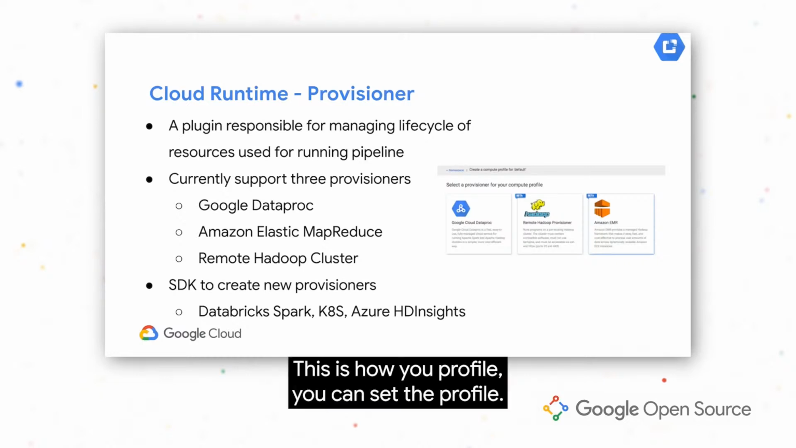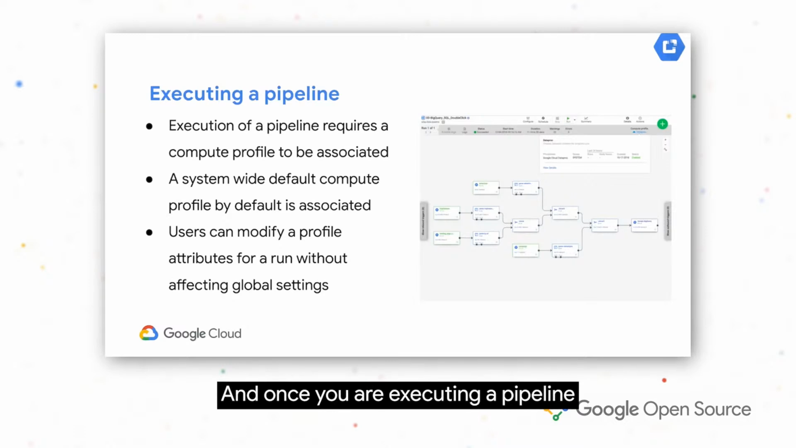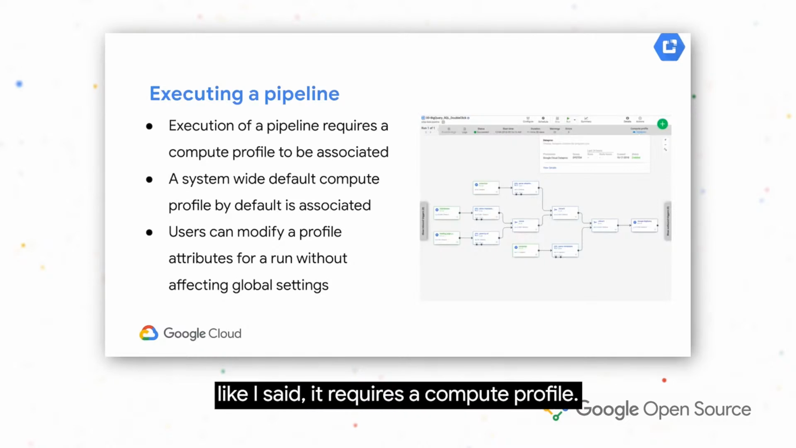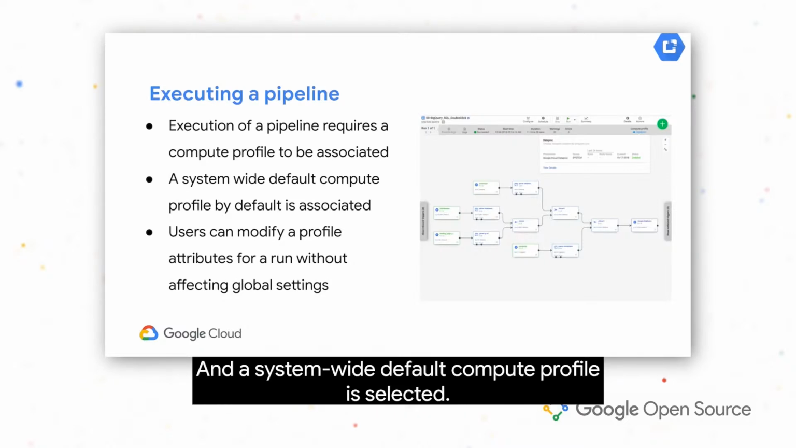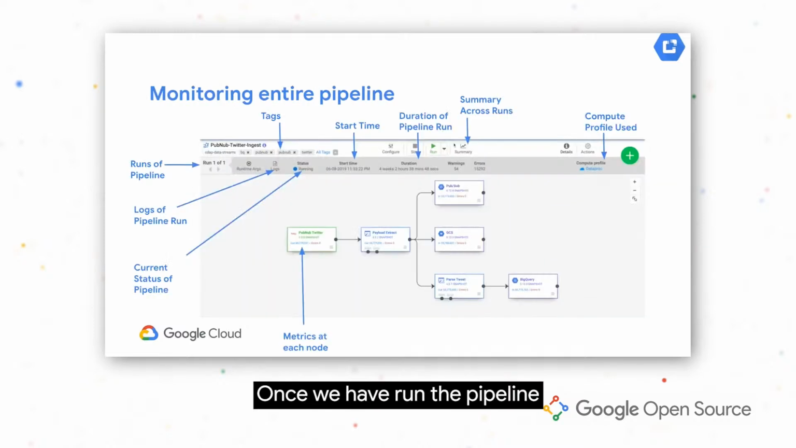This is how you profile. You can set the profile, and once you are executing a pipeline, it requires, like I said, a compute profile, and a system-wide default compute profile is selected. But users can modify a profile attribute without changing the global settings, right?